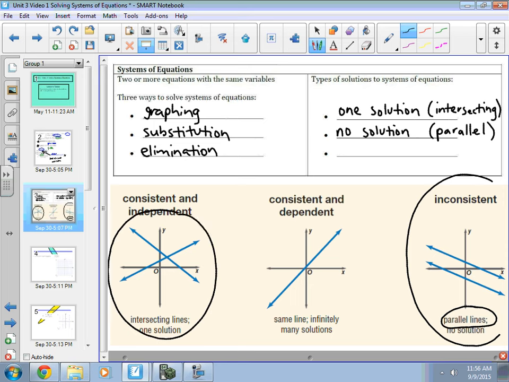The one other thing that could happen would be that you graph your two lines and they actually end up being the same line. Well, in that case, they're touching at every spot. There's infinitely many solutions, because every point is basically a solution. Every point's the same. So you can also have infinite solutions, and that's where the lines are the same. That situation doesn't happen too often. There's not many times where your two things end up being exactly the same.